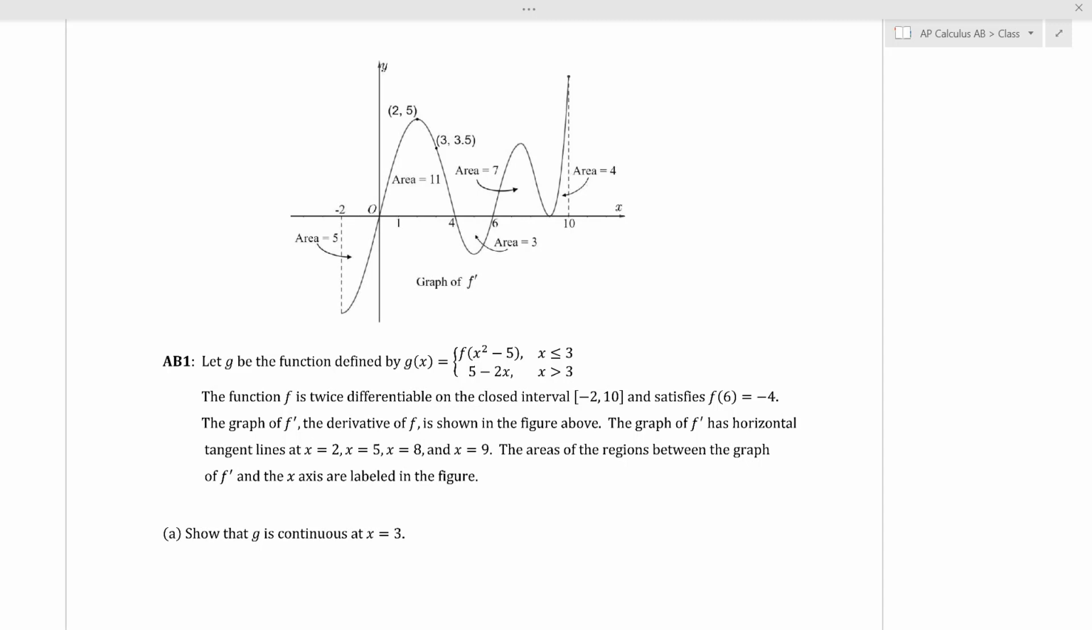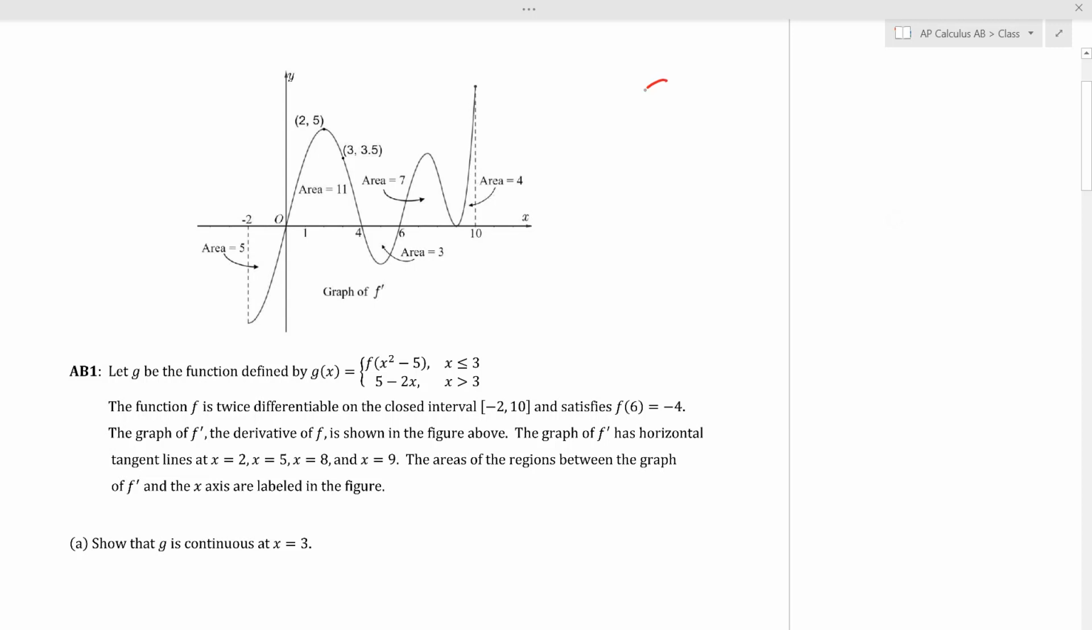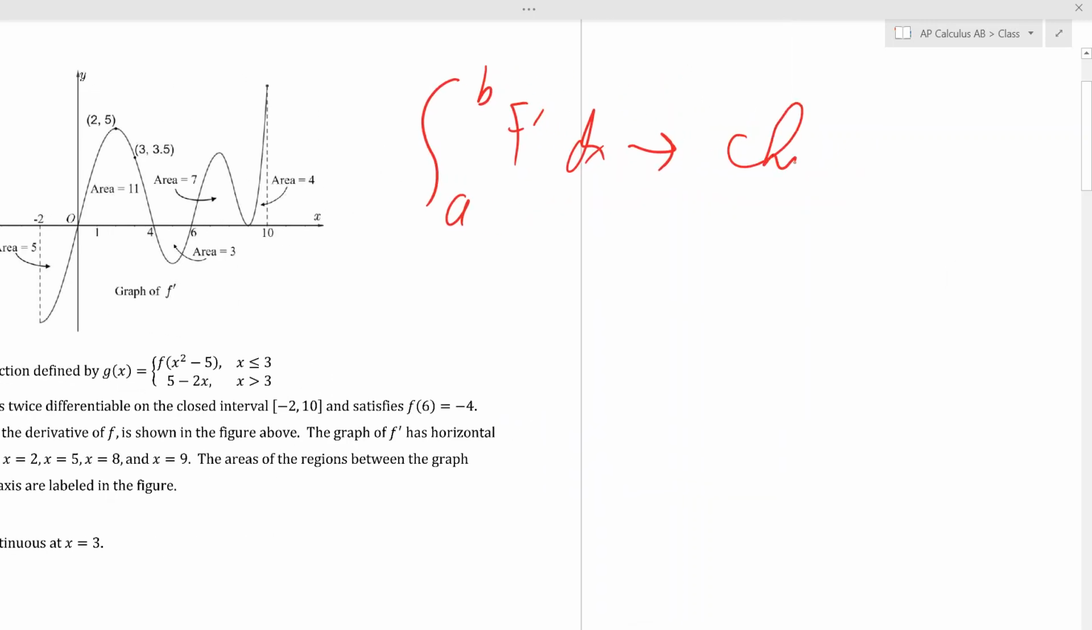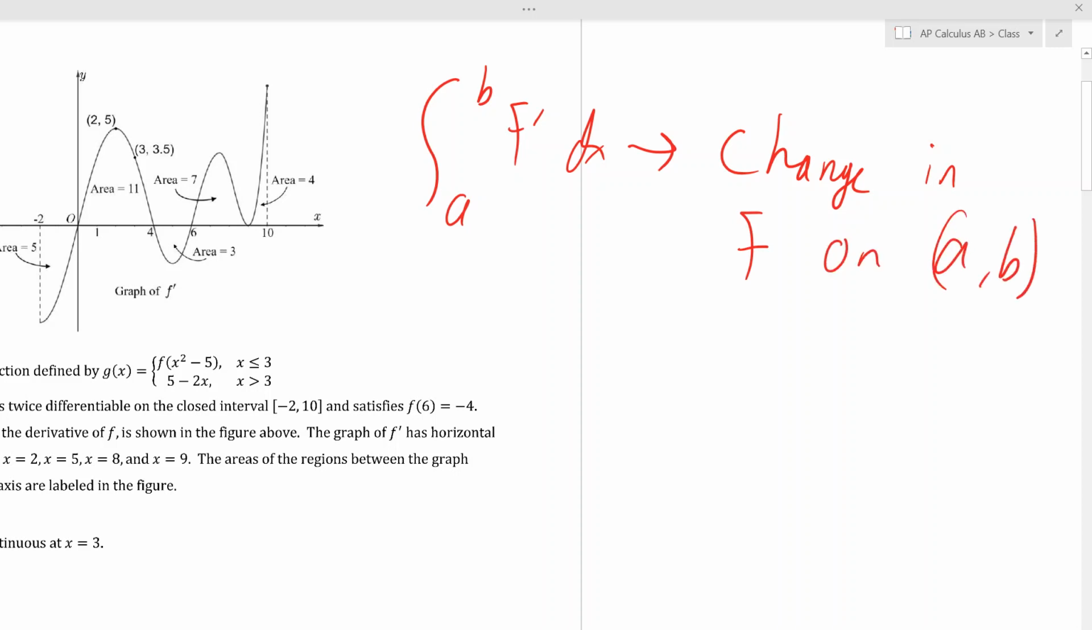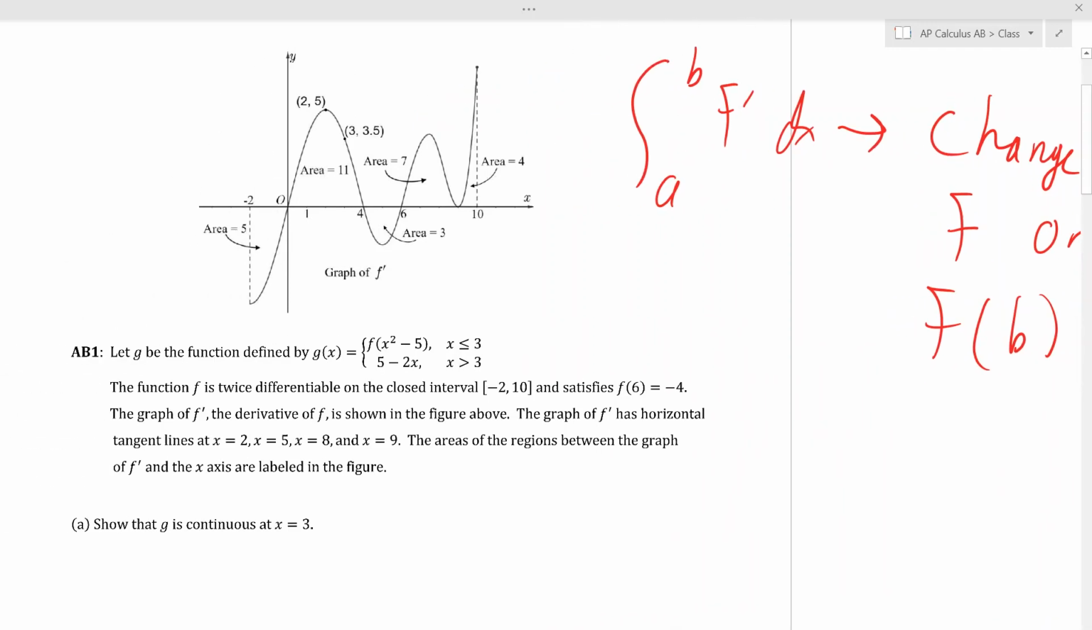What that means is, remember this, the area under f prime, so the integral from a to b of f prime, is the change in f on a to b. Cool, which is also the same thing as f of b minus f of a. So the fact they're giving me f prime with all these areas means we can find some extra values of f if they give us a specific value of f, and they're going to do that.